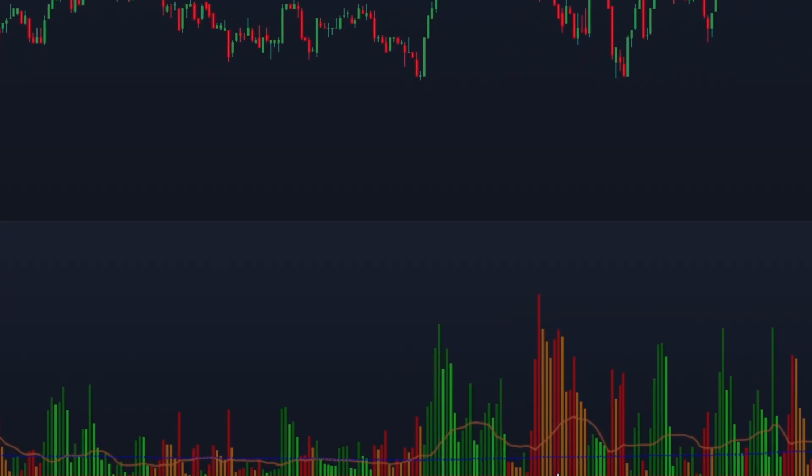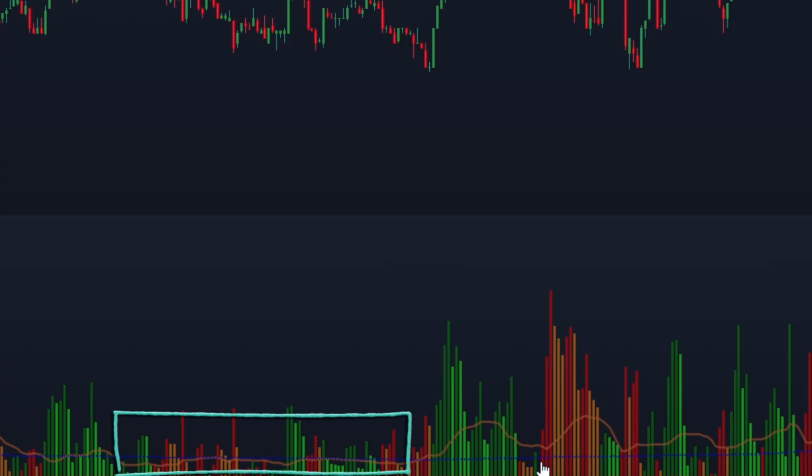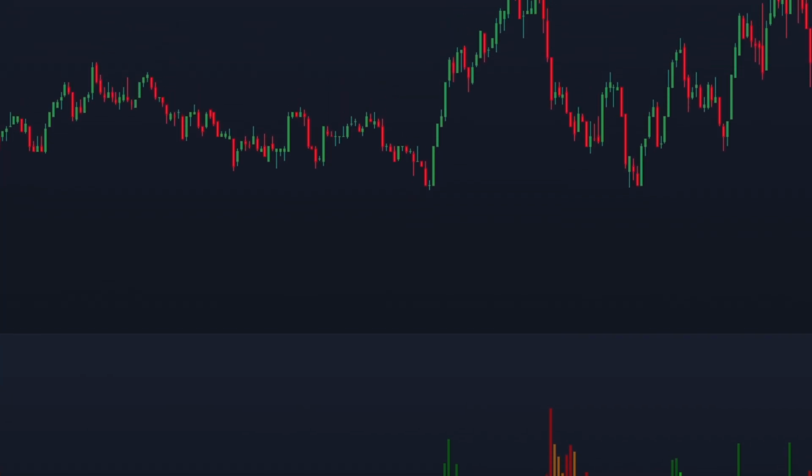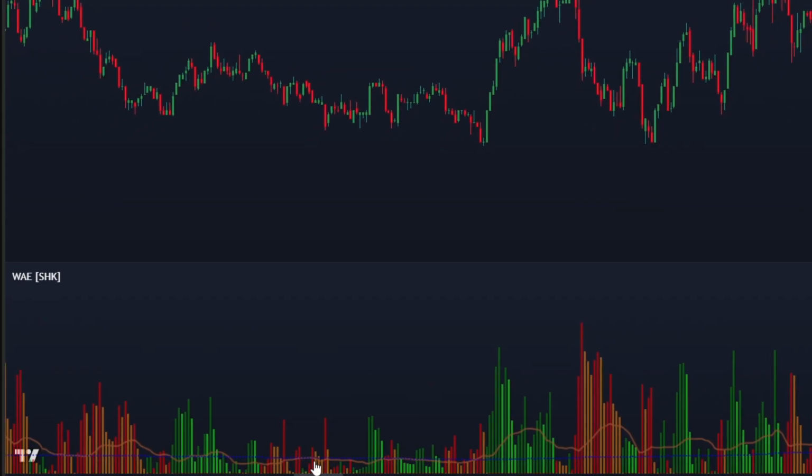Second, this blue dotted line, the dead zone line, and change the color on that, by the way. It's basically invisible on a dark chart. When the histogram is below this line, the market has gone quiet. Volatility is compressed, and compressed volatility does not stay compressed.